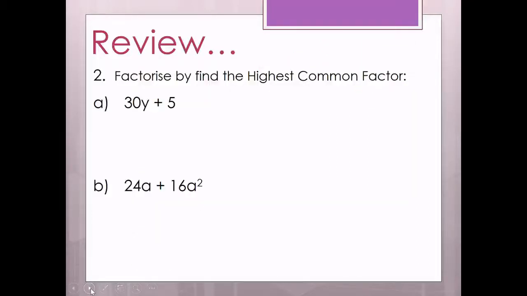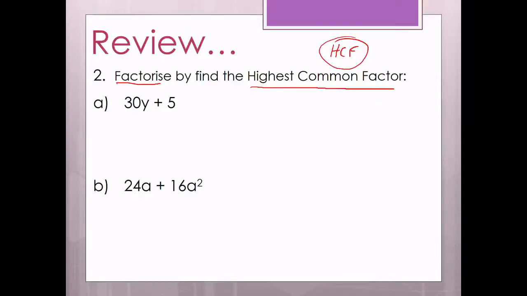Okay, let's move on. Now on Tuesday, I introduced you to the idea of factorising. Now factorising was the opposite of expanding. And what we did was we factorised by finding something called the highest common factor, or what we call the HCF.